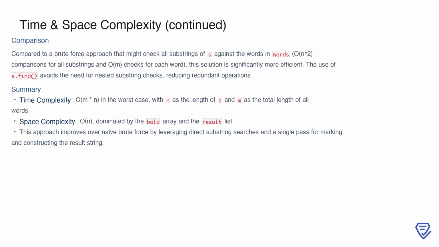To summarize, the overall time complexity of this approach is O(m*n) in the worst case, with n as the length of the string and m as the total length of all words in the list. The space complexity is O(n), dominated by the bold array and the result list. By using direct substring searches and a single pass for marking and constructing the result, this solution achieves a much better balance of efficiency compared to a brute force method.